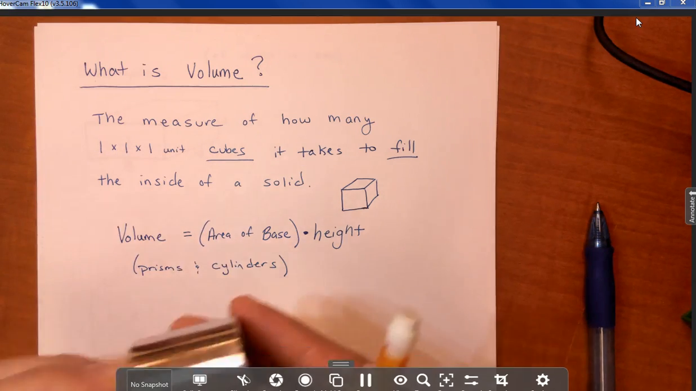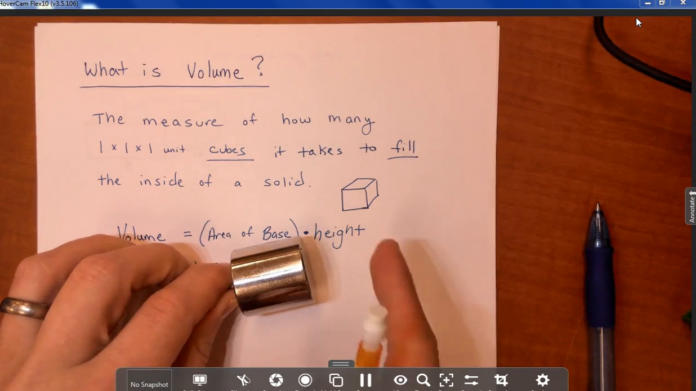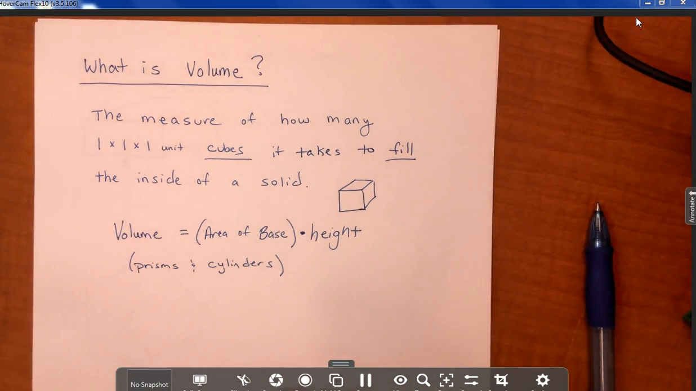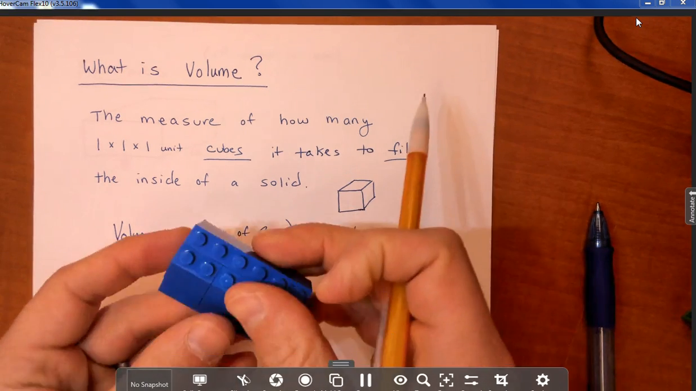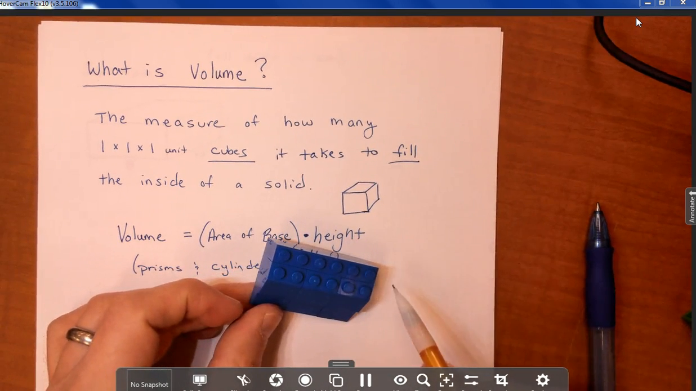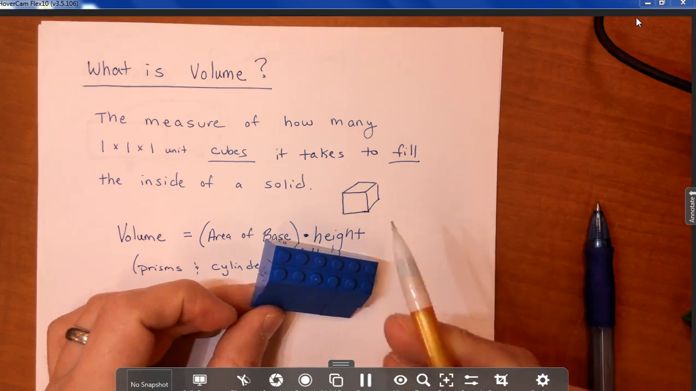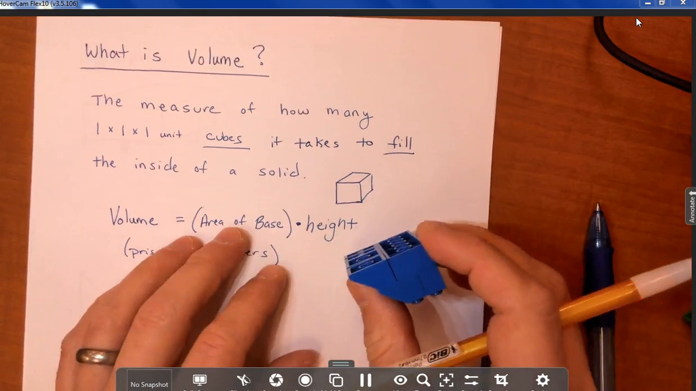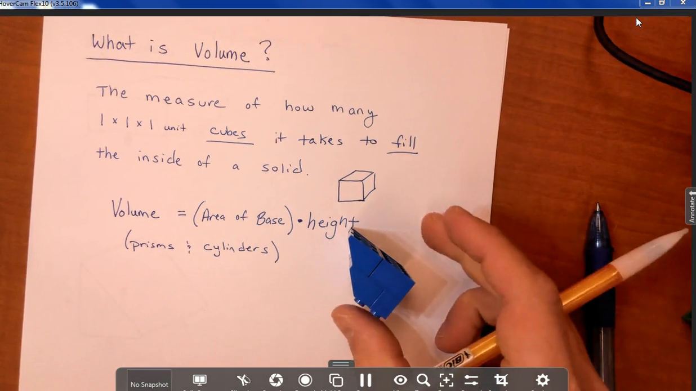In a cylinder, the circles are the base. Even if it's resting on its side, we still refer to those as the base. And then times the height, and the height will be the distance between those bases, even if it's resting this way, so it's not sitting on the base, the distance between the two bases is the height. We obviously might prefer to have it sit on the base so that the height is actually going up and down.